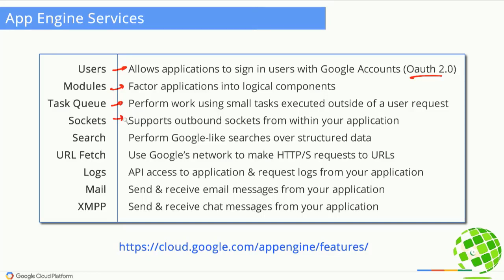We have sockets, so we can easily open up outbound sockets. We've got the search API, which is awesome. We can perform Google-like searches over our data. URL fetch, so we can call external URLs. We've got a nice logs API here. App Engine exposes an application and a request log with a lot of great detailed information around everything that hits our application. And we have access to these logs, and we can even ourselves write to these logs from our application. It makes it very easy for debugging and troubleshooting. We also have a mail API, so we can send and receive email messages as well as XMPP, so we can send and receive chat messages.